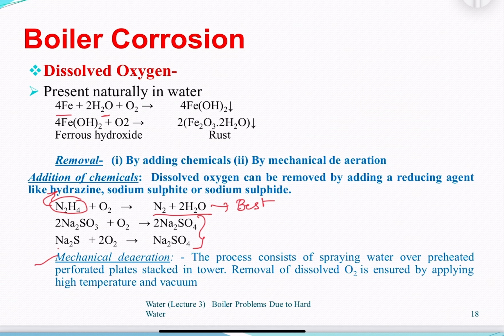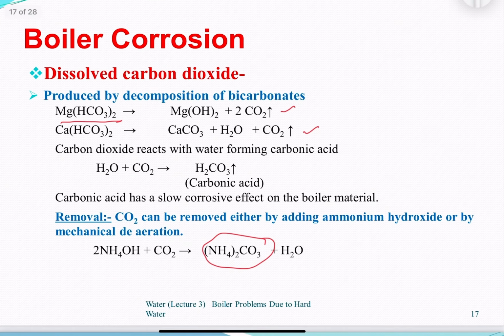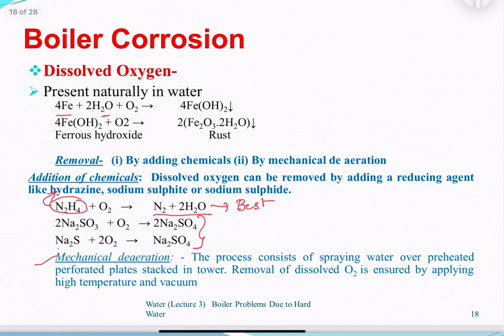So in short, let me repeat, boiler corrosion is caused by three problems. One is due to dissolved acids in water, which come from hydrolysis of salts in water. To remove boiler corrosion due to acids, you add a calculated quantity of base, which is NaOH. Second is boiler corrosion due to carbon dioxide, which comes from the decomposition of bicarbonates, and to remove it we add ammonium hydroxide. And the last reason is dissolved oxygen, which is naturally present in water, and to prevent corrosion due to oxygen we can add hydrazine, Na2SO3, or Na2S.